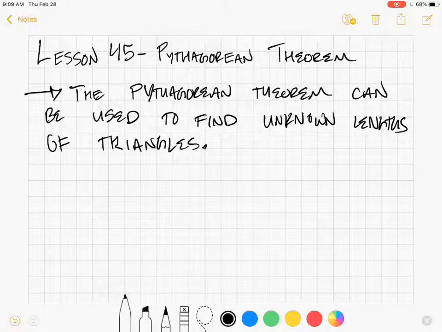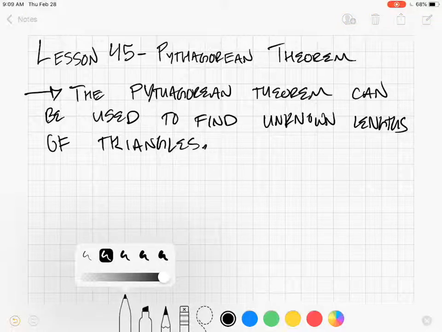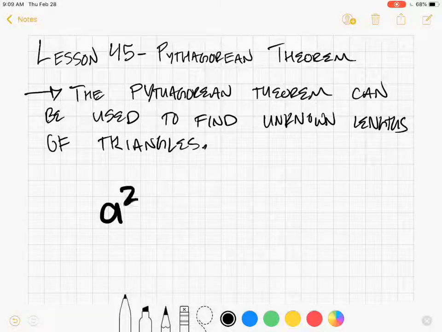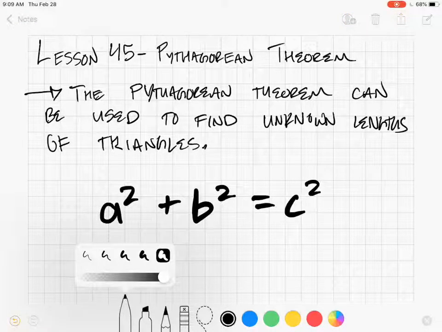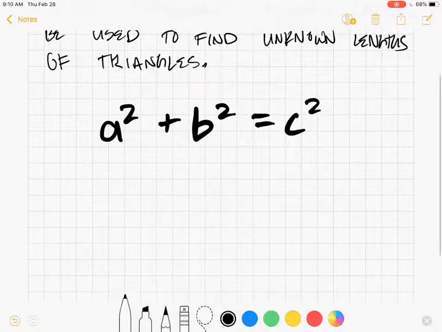So, what is the Pythagorean theorem? It is a squared plus b squared equals c squared. And you're going to see this a lot in math as we move forward in your math career. And what does this mean? A squared plus b squared equals c squared.